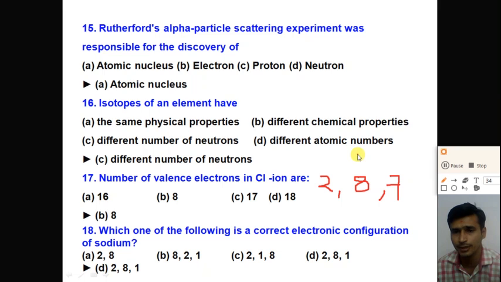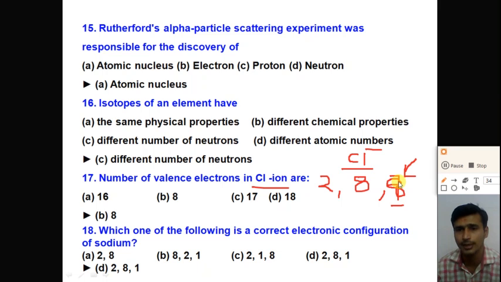If we consider a chlorine atom, the outermost orbit of the chlorine atom has 7 electrons. But the Cl minus ion forms by gaining 1 electron. So 1 electron is added in the outermost orbit. So the total number of electrons in the outermost orbit is 8 and it forms an octet. So the Cl minus ion has 8 electrons in the outermost orbit. This question is very important, right? The number of valence electrons in the Cl atom is 7.